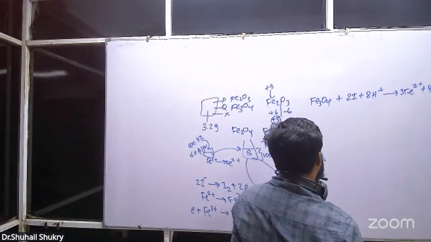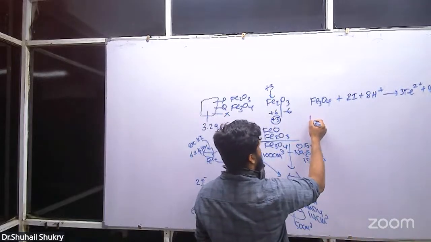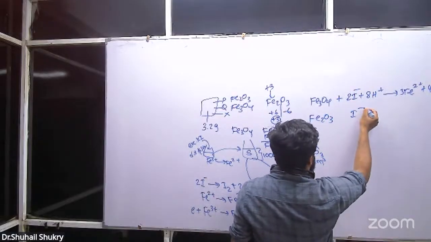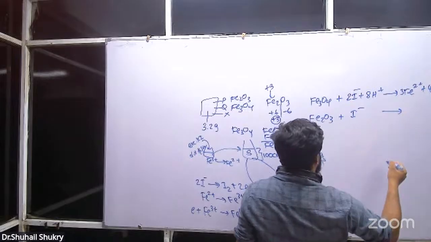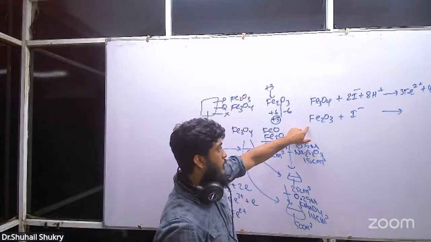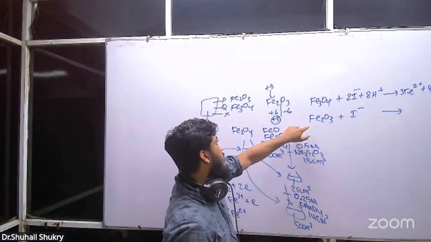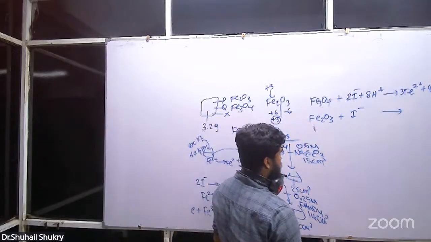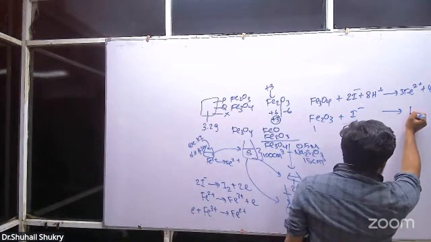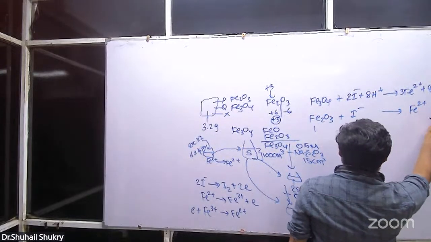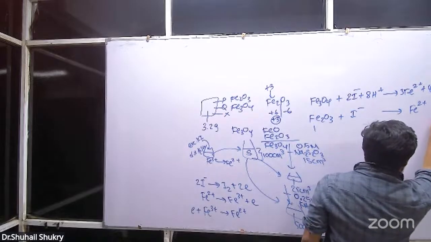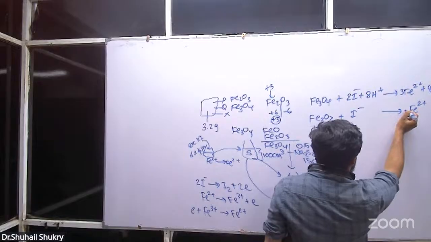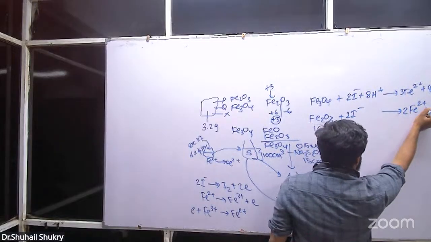The second reaction is with Fe2O3. Fe2O3 and I- will also react. Now I have to balance this. How can I balance the redox reaction? In Fe2O3, what is the oxidation state here? This is plus 3. Plus 3 will go to plus 2, becoming Fe2+. I- will become I2. To balance this, I have to put 2 first here: 2Fe2+ and 2I-.